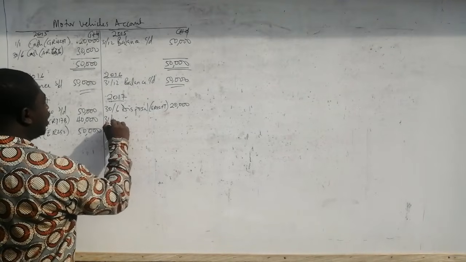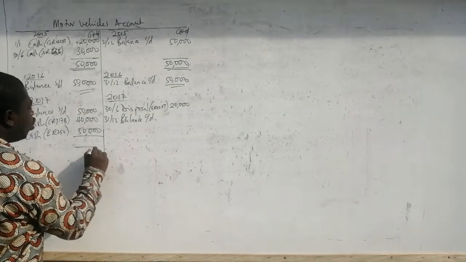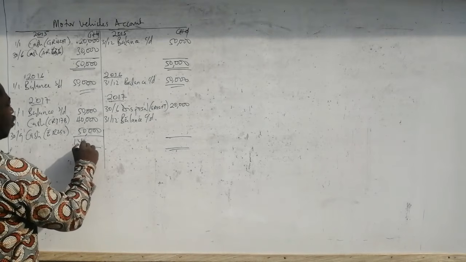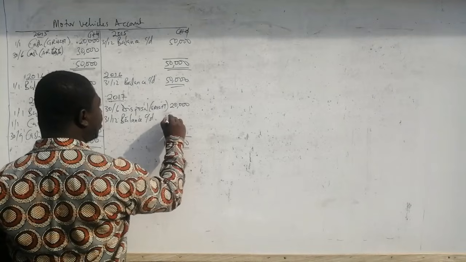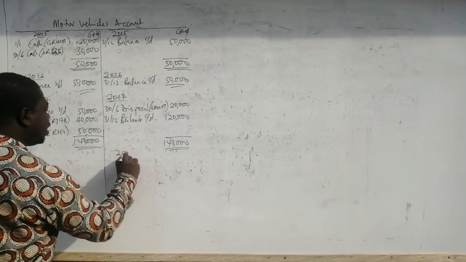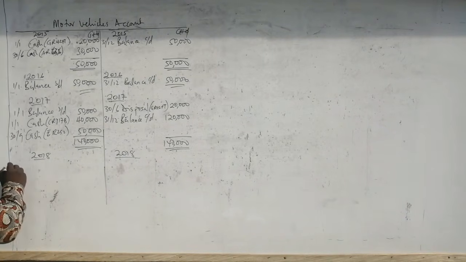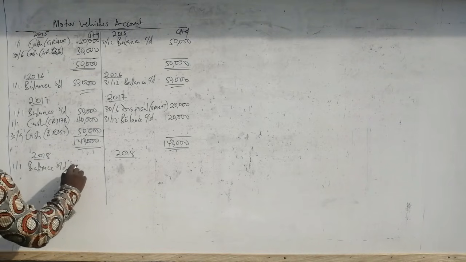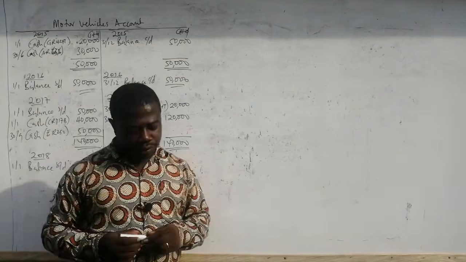And so at the end of the year, we will do our balance carry down as usual. We close the account and we'll do a balance carry down. The total is 140,000. And so the balance carry down will be 120,000. And then we move to 2018, which is the final year. Now in that year, on the 1st of January, there will be a balance brought down of 120,000. Before we look at the activities for that year.